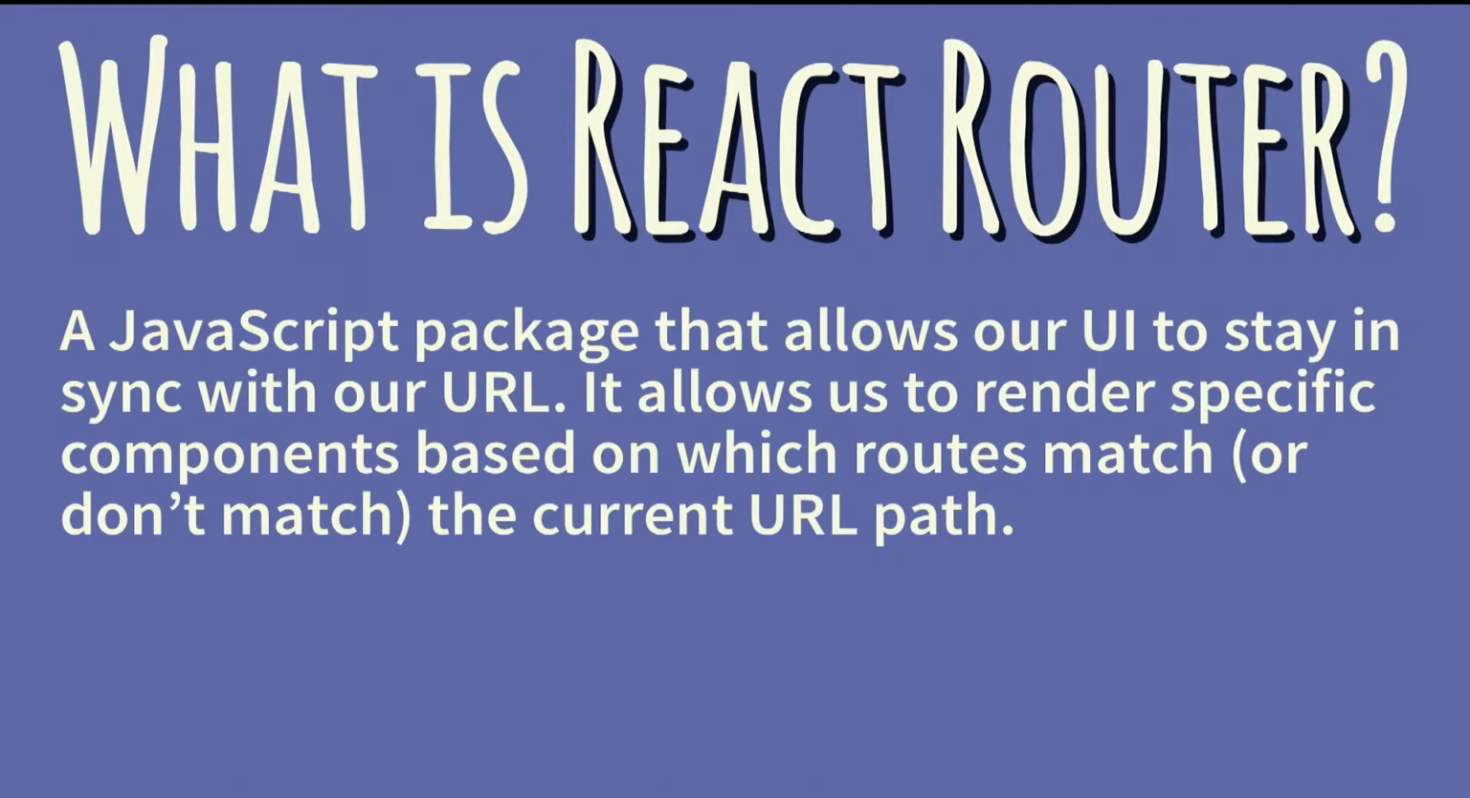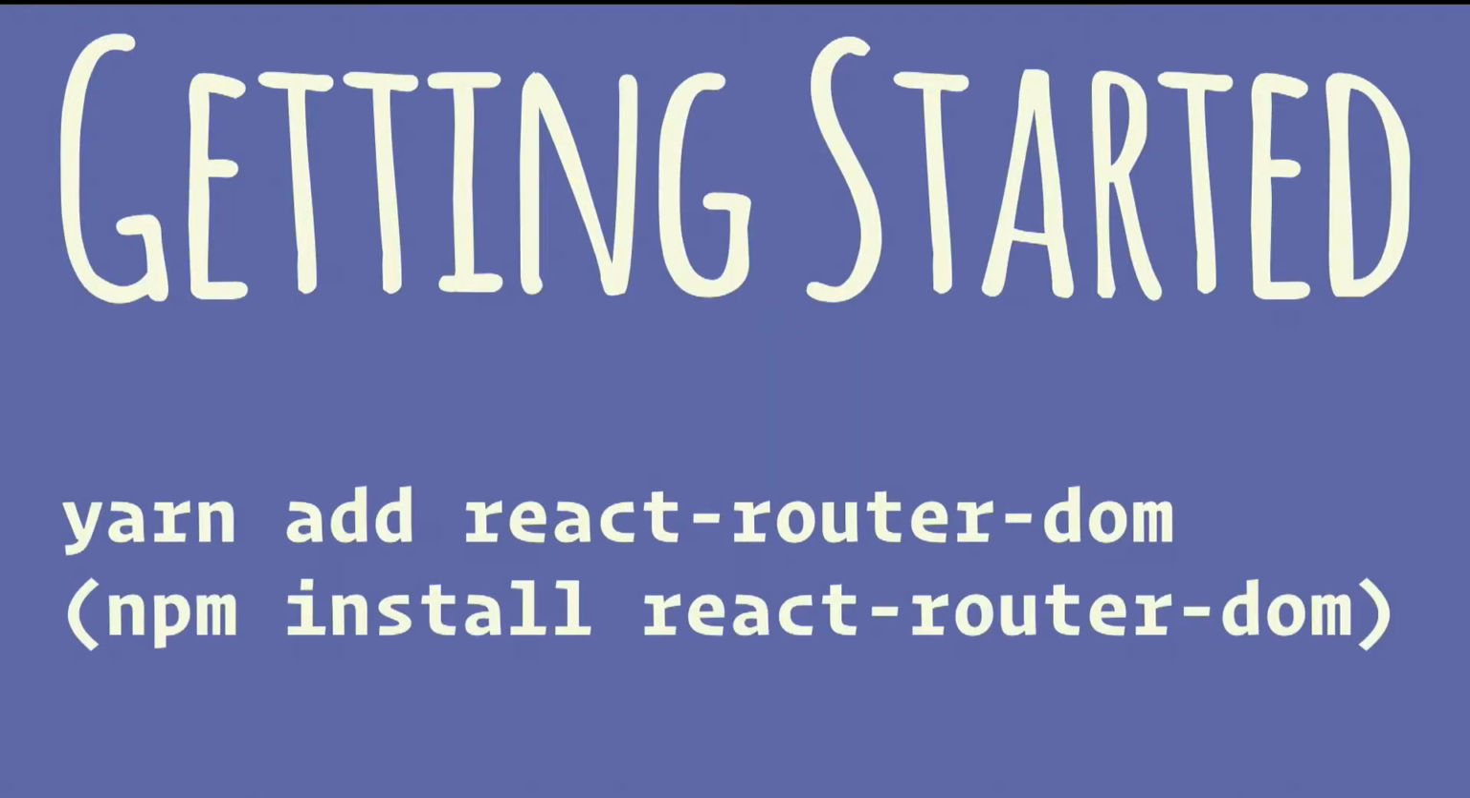So to get started with React Router, as you might guess, you need to add React Router, specifically React Router DOM. Just like we have React DOM, there's React Native and stuff too. So React Router DOM is the package that we add. Yarn add would download it, put it in your node modules folder, and add it to your dependencies in package.json. So that's how you'd add it to a project.